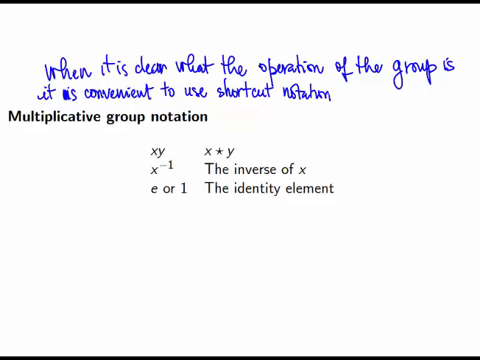So instead of writing, for instance, x star y, we may write just xy, okay? And when we're talking about the inverse of x, we'll just write x inverse. And when we're talking about the identity, we'll just write E, or sometimes we'll just write 1 when it's clear what the operation is. You have to be very careful though, because the 1 written here has nothing to do with the 1 that we know of in the usual sense of real numbers.